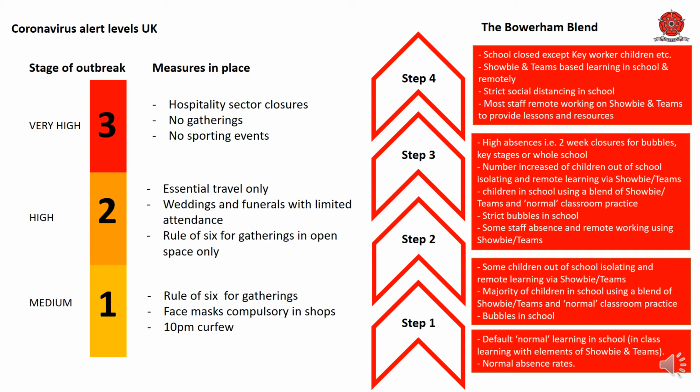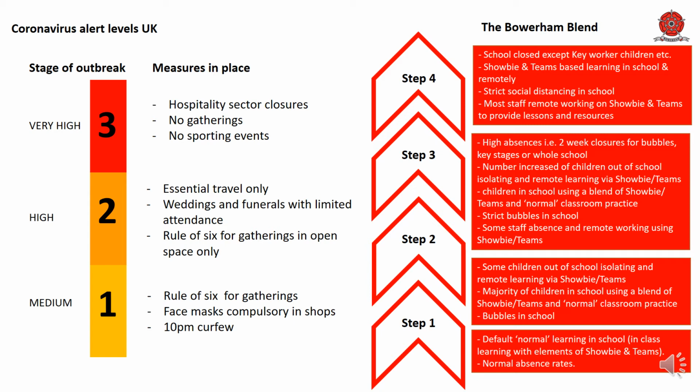Step 2 is when some of the children are isolating. We have got most of the children in school, and maybe it could be that some staff are not in school, and we've got bubbles. Step 3 then goes to high absences. This could be a 2-week bubble closure, family bubble closure. It could be a key stage, or it could be the whole school, but this would just be for 2 weeks. The step 4 is total lockdown, with our key worker children being in school and our staff working on a shift of a week on and a week off.